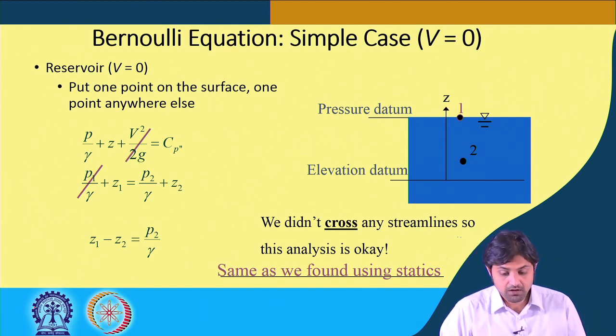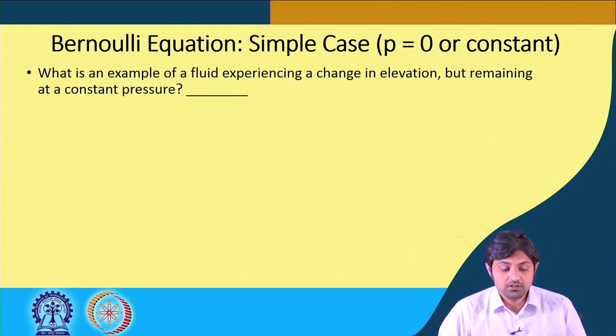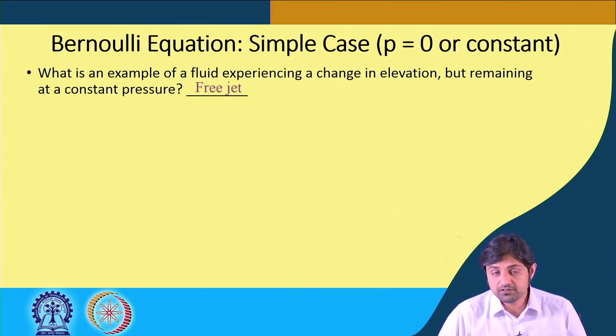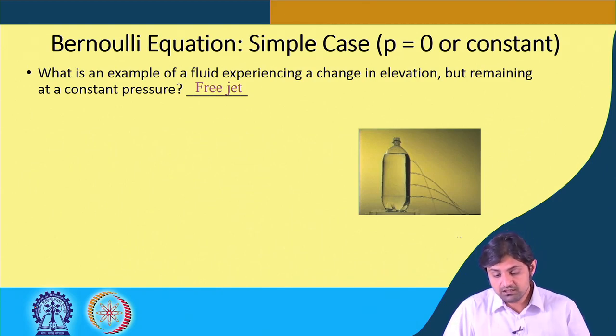All right. So proceeding forward, we take another simple case where pressure is 0 or constant. What is an example of fluid experiencing a change in elevation but remaining at a constant pressure? An example is a free jet. What is a free jet? This can be taken as a free jet.